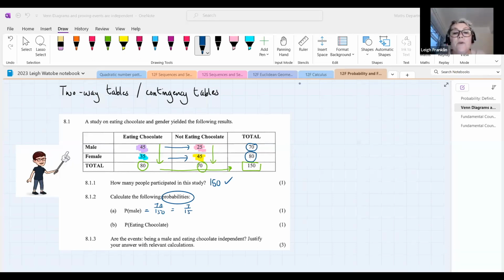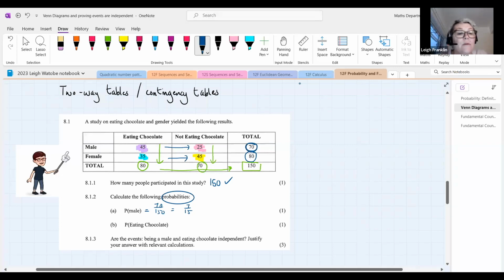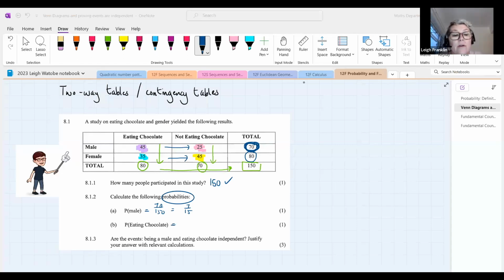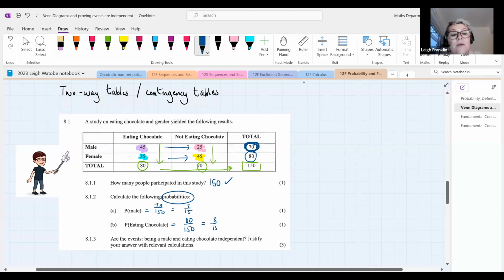Okay, so that comes from this 70 over here that I'm drawing the darker blue ring around. There are 70 men that participated in this survey. What's the probability of eating chocolate? A person chosen that eats chocolate. That's it. Well done. That would be 80 out of 150 or 8 out of 15. Good.